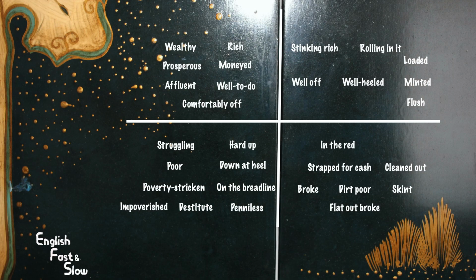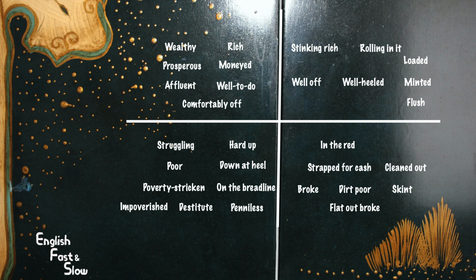In the upper right-hand part of the chart, we have much more colloquial words for describing people who've got money. So someone who's flush, for example, is someone who at this particular moment in time has access to cash. Someone who's minted also has a lot of money. It comes from the verb to mint. So the Royal Mint in Britain is responsible for manufacturing the coins in circulation for the British government.